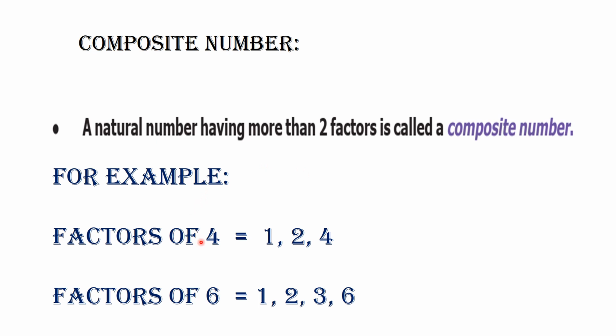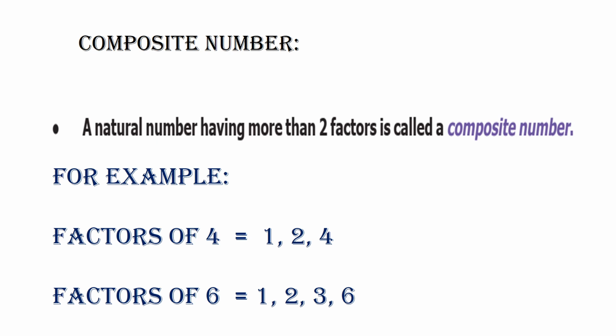For example, factors of 4: 1, 2, 4. So more than 2 factors. So 4 is a composite number. Similarly, factors of 6: 1, 2, 3 and 6. 4 factors. So 6 is a composite number.